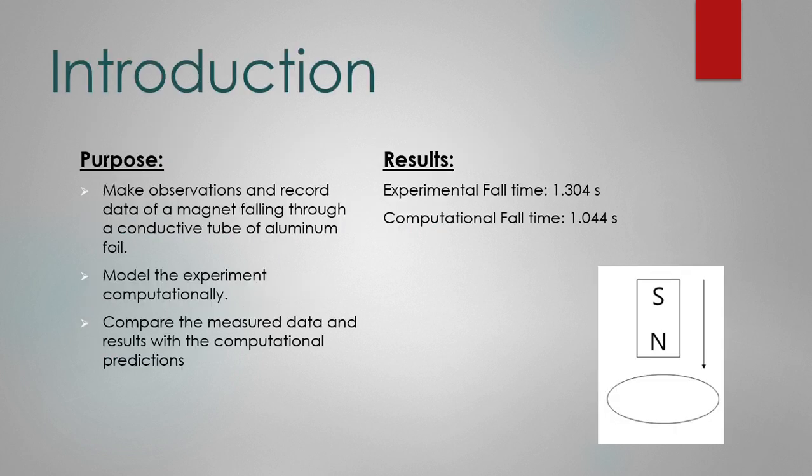Alright, just a quick little introduction. The purpose of this lab is to make observations and record data of a magnet falling through a conductive tube of aluminum foil. We want to model this experiment computationally and compare the measured data and results with the computational predictions. Just a quick little preview of our results. Our experimental fall time that we recorded in class was 1.304 seconds, and the computational fall time was a little bit shorter than that at 1.044 seconds.